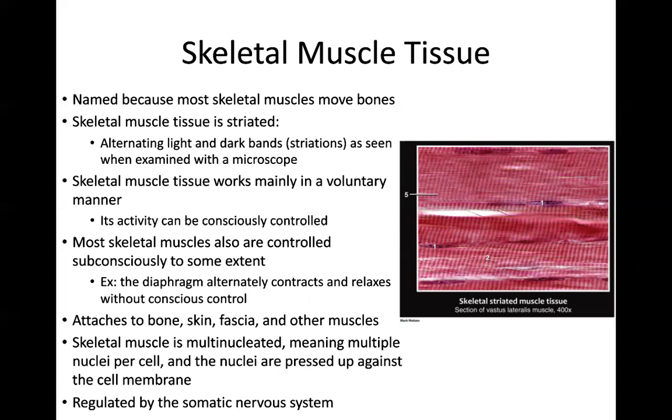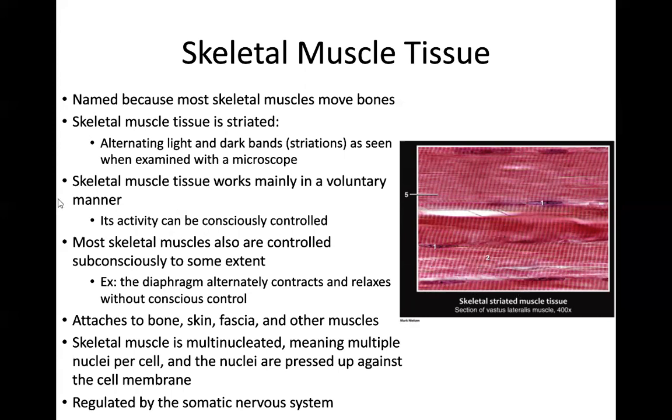Striations are kind of stripes that our skeletal muscle tissue has, where there are these alternating light and dark bands, what we call striations. When you look at it through a microscope, which is what this picture is showing you, it looks 400 times larger than what the naked eye can see.